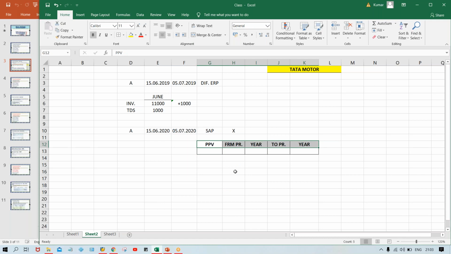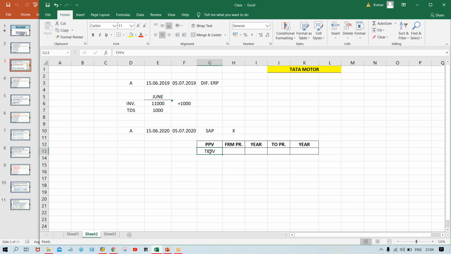Okay, now what is happening, guys, in posting? We are going to create a posting period variant. Let's suppose we have created a posting period variant and the code we have given is TPPV.